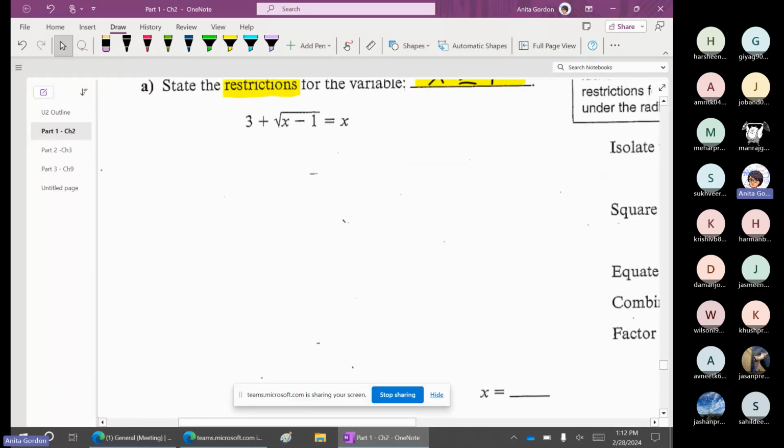I am going to get the radical by itself. So x minus 1 equals x minus 3. To get rid of the radical, I'm going to square everything together.